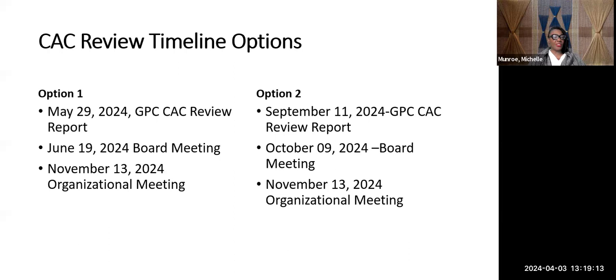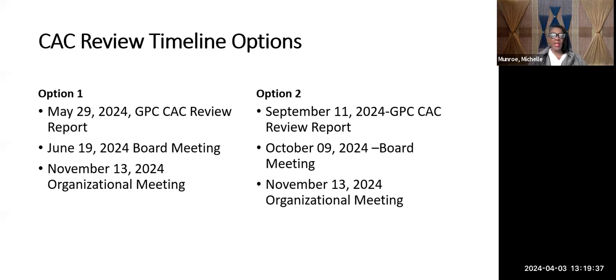If that's not viable at this time, then we're looking at option 2, where staff will be aiming to get a report to the September 11 GPC, pending the schedule remains the same, an October board meeting, and then be ready for the approved trustees' recommendations of CAC for the November board organizational meeting.